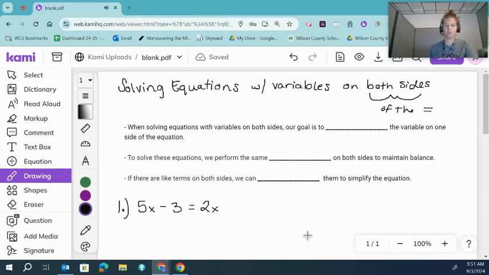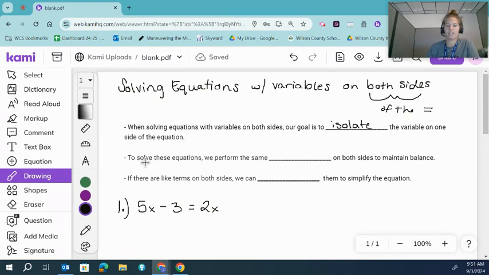Today we are solving equations with variables on both sides. When I say both sides, I'm talking about both sides of the equal sign, the left side and the right side. A couple things to recognize before we get started: when we're solving equations with variables on both sides, our goal is to isolate the variable on one side of the equation. This will allow us to solve for that variable.